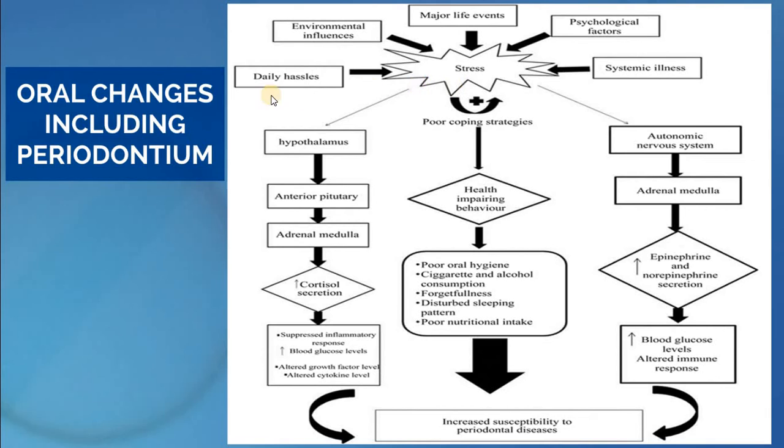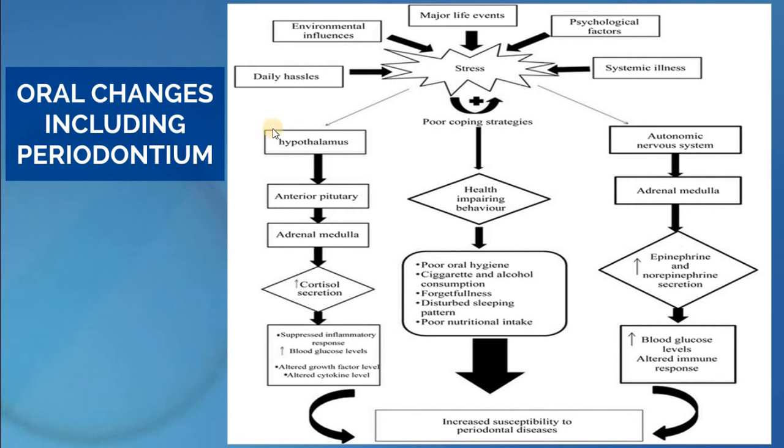When we have stress through daily hassles, environmental influences, major life events, psychological factors, or systemic illnesses, it will affect, for example, the autonomic nervous system, and this will affect the adrenal medulla through secreting adrenocorticotropic hormone, or directly through secreting epinephrine and norepinephrine. This will lead to increased blood glucose and an altered immune response, and the altered immune response will affect the polymorphonuclear cells, especially neutrophils, which we talked about in the previous lecture. The deficiency or impairment of this system, which is the first line of defense against the bacterial challenge inside the oral cavity, will lead to increased susceptibility to periodontal disease.